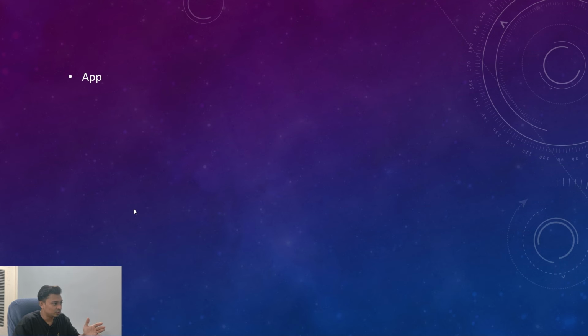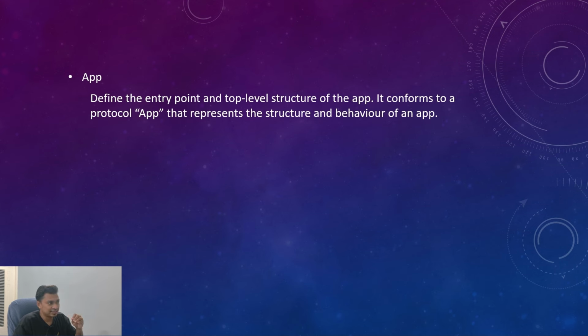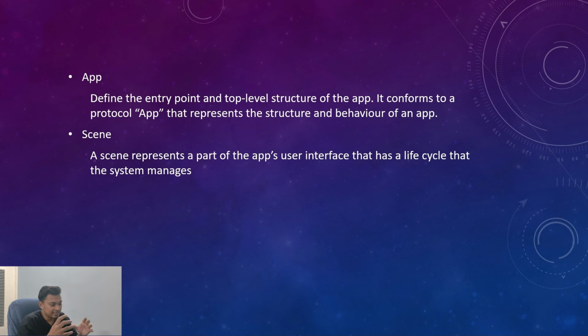Coming here, as I explained, the app is the entry point, the top level structure, and it conforms to a protocol called App. This represents the structure and behavior of an app. So when you click the app, this is the point where it reaches. And then the scene, as you've seen here. The scene is what maintains the life cycle of that app. The life cycle is controlled by the system, the OS, and it is maintained by the scene.